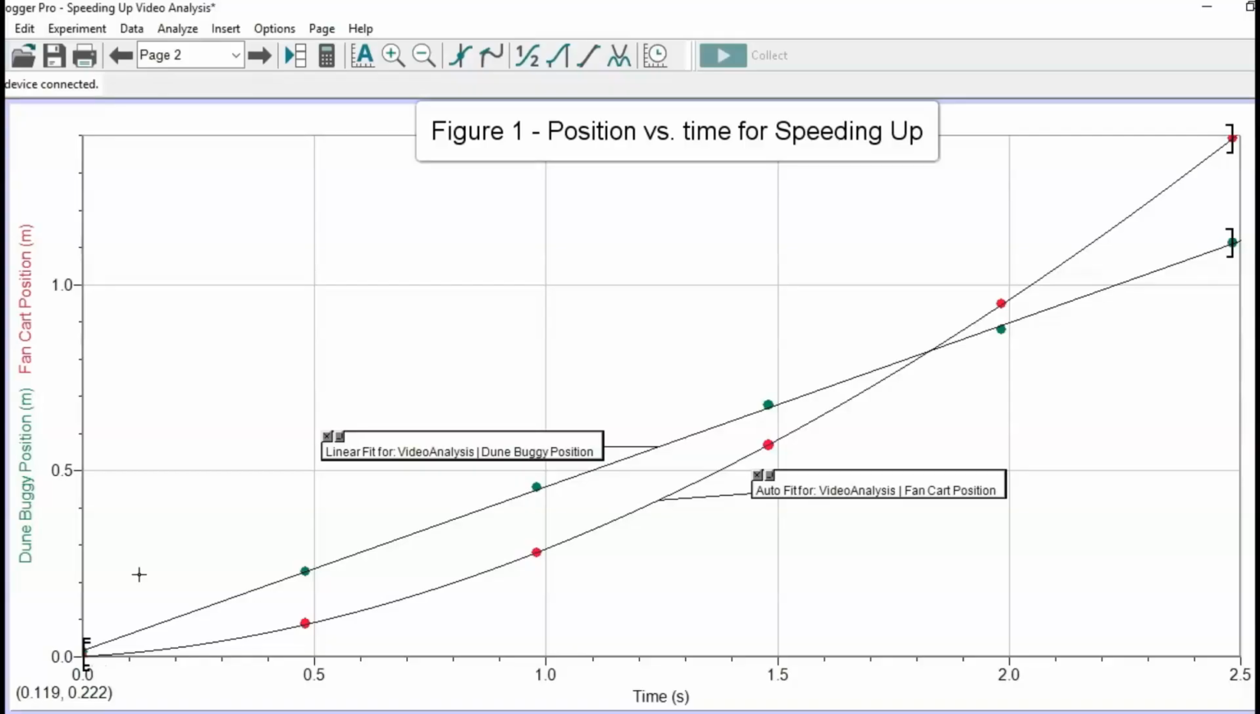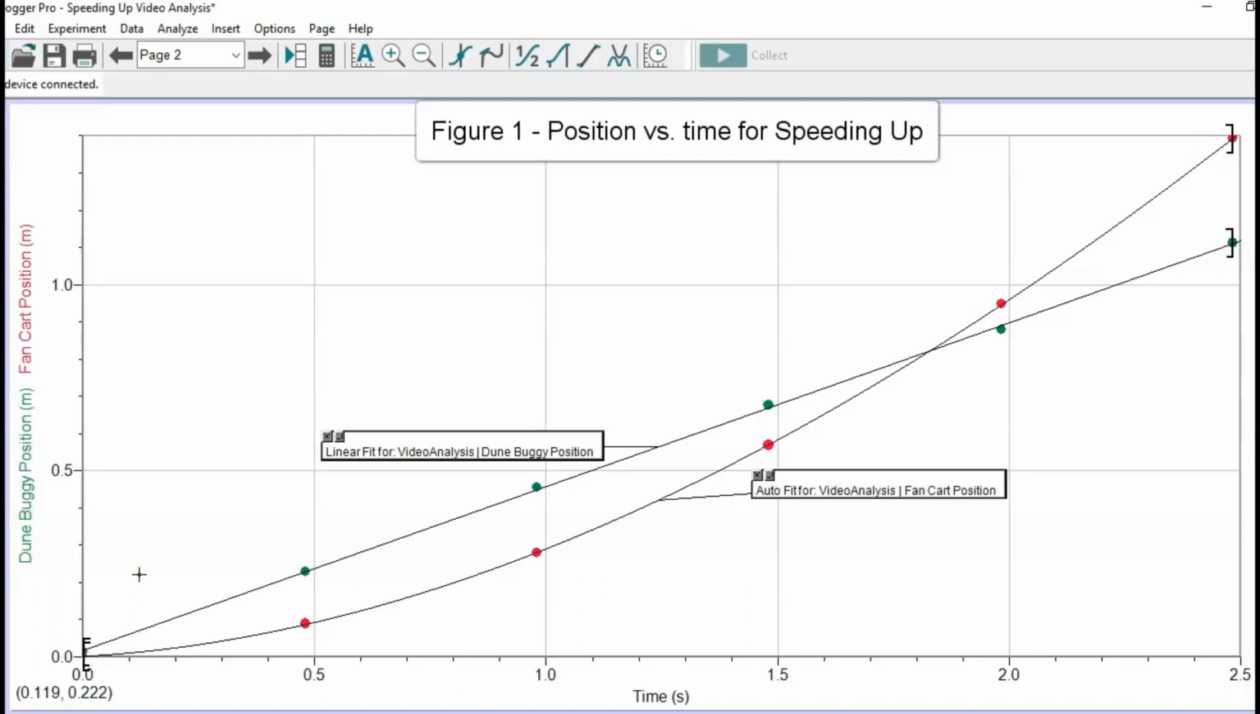Hello. This podcast is the second in a two-part series on describing uniformly accelerated motion. In part one, we learned how to describe accelerated motion with words and motion maps. In this podcast, we're going to learn how to use position time graphs and velocity time graphs to explain and describe uniform motion. First, we'll take a look at how we use position time graphs.